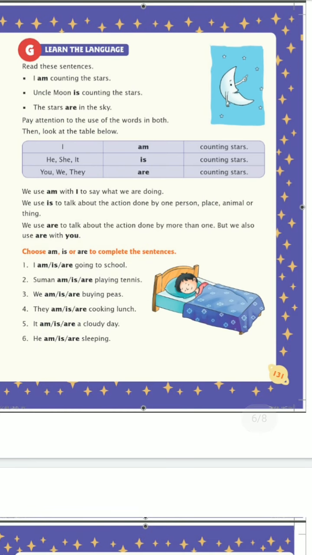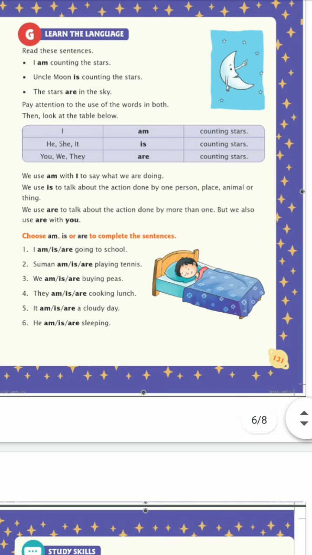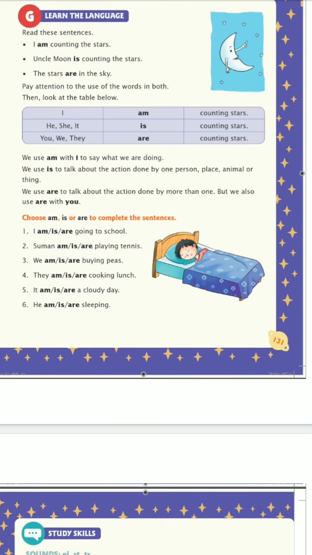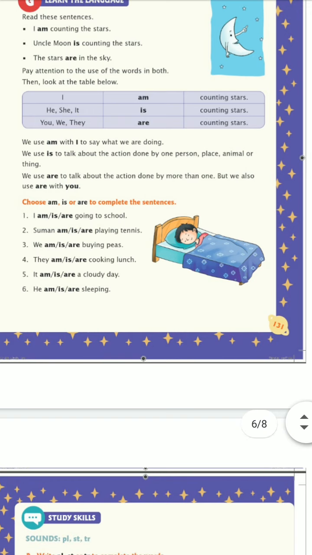Now you have to choose is, am, are according to the sentence and complete it. Like, I is, am, are going to school. With I, as I've already told you, we will use am. Similarly, with the name of one person, you will use he or she according to the name. For the name of girls we use she, and for the name of boys we use he.